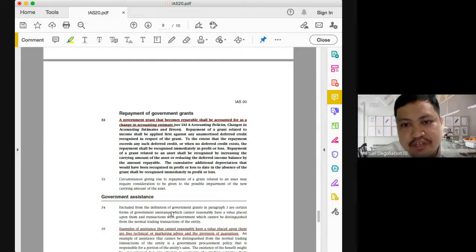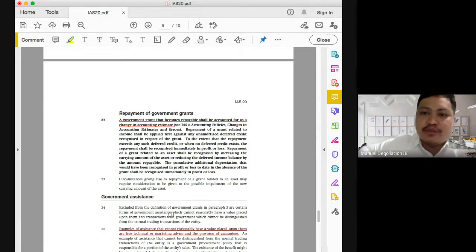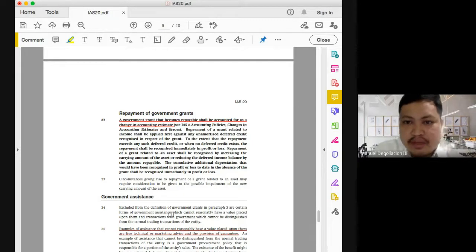accounted for as a change in accounting estimate. So this will relate to PAS 8. You might be asked, which of the following is a change in accounting estimate? Which of the following is a change in accounting policy? So you will remember that this will be treated as a change in accounting estimate.